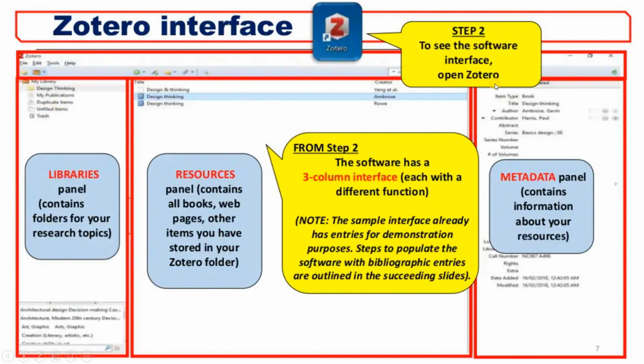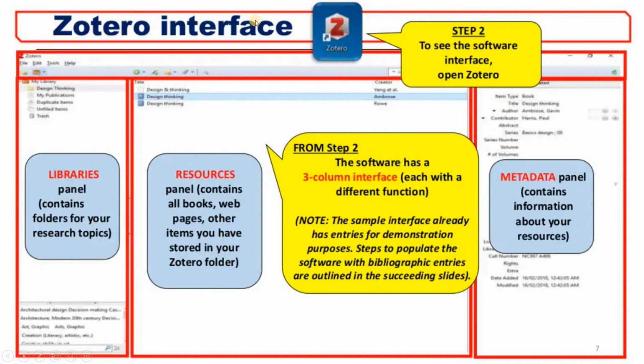Then we have the second, that is the resources panel. It will contain all the books and all the pages that are stored in a particular Zotero folder. It is simply like Windows Explorer on your Windows machine: on the left side a folder or drive is there, and when you click on that drive or folder, you will get all the content saved in it here.